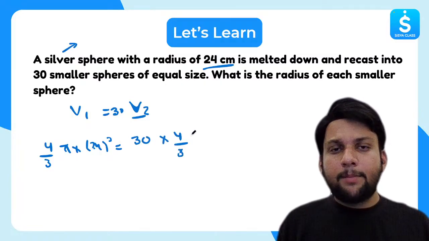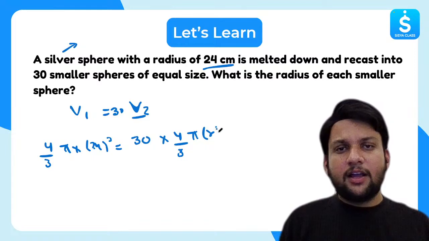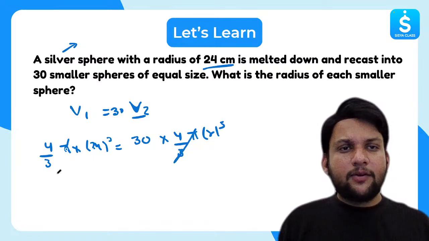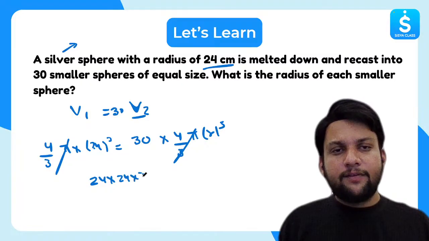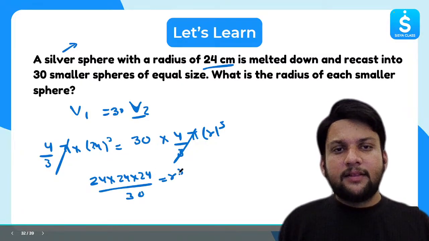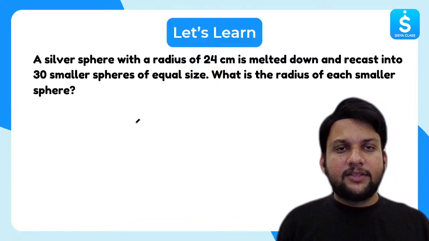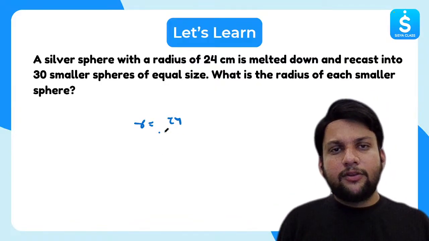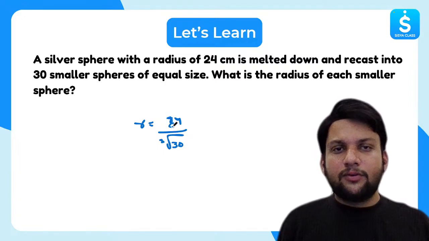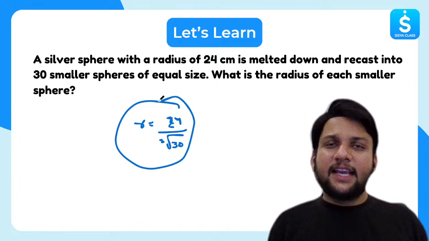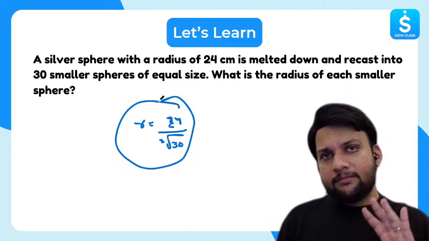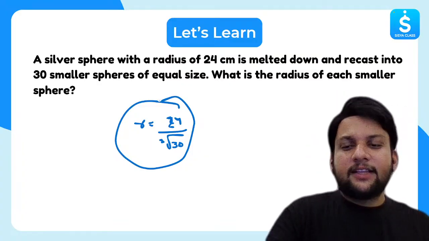Again 4 by 3 pi, but R we know. No, R cube. 4 by 3 get cancelled. What is 24 cube? 24 into 24 into 24 over 30 is equals to R cube. That means our R will be equals to 24 over cube root of 30. Of course, you can estimate the cube root of 30, but it's okay. In this case, you just understand the concept. Clear? All right, let's look at the next question.